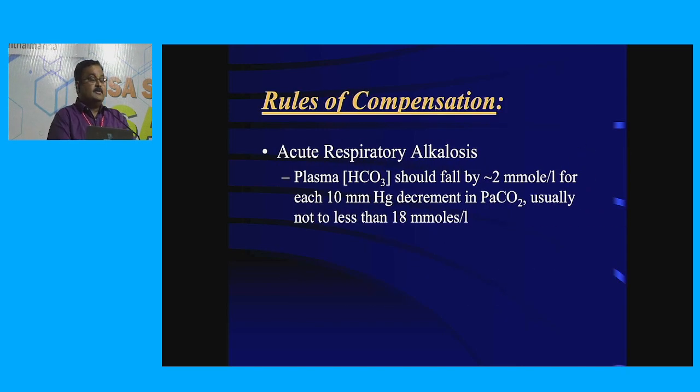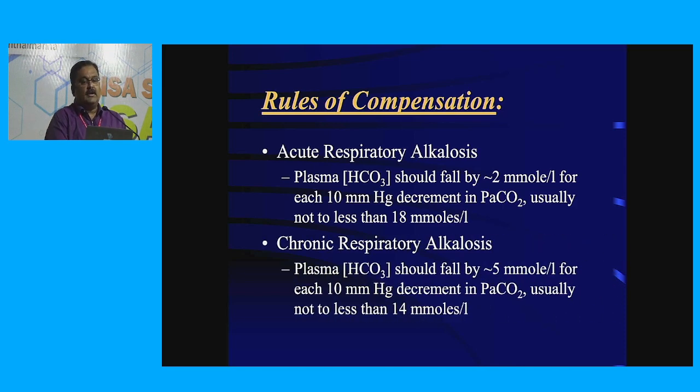What about alkalosis? It is 2-5. Here, as carbon dioxide falls, the bicarbonate will fall. So this is again 2 for every 10 in acute, and 5 for every 10 in chronic. In acidosis it was 1 for every 10 in acute and 4 for every 10 in chronic. In alkalosis it is 2 for acute and 5 for chronic. So 2, 5 and 1, 4.